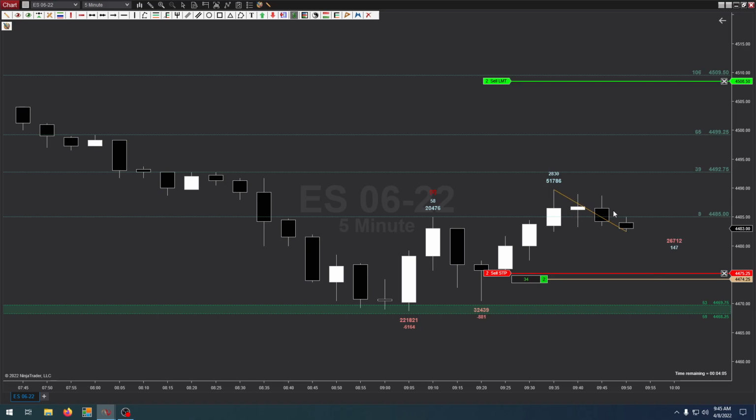Okay, now what's happened here is this candle closed below this level that was acting as support. This one went up and retested that level. So now it's possible resistance right here to go short.